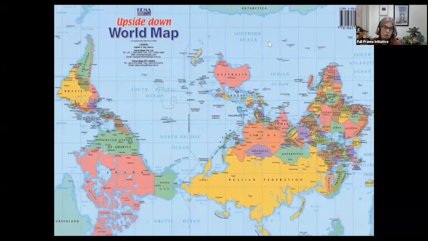I'm going to start with this map, and just with the observation that this is called the upside down world map because for many of us it looks upside down, and in fact it is no more upside down than the map that we are used to seeing.